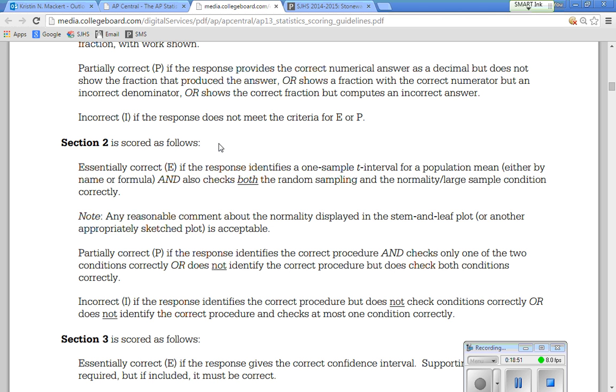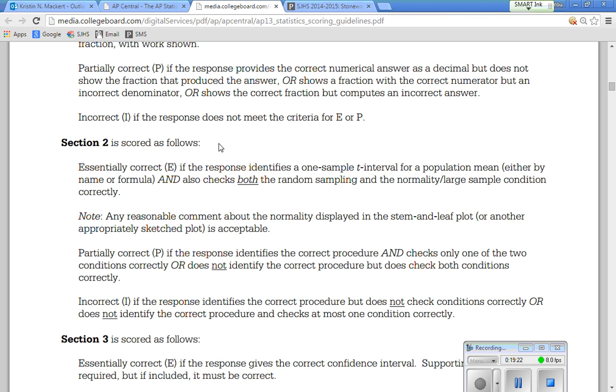Guess what we're going to do from now on? Always do that. Okay? So let's go ahead and hear. Notice what they say, and I think these are interesting points. Any reasonable comment about the normality displayed in the stem and leaf plot is acceptable. So as long as you said the stem and leaf plot shows that it's nearly normal. Done. Check. You've met the condition. So they're not real specific about it, which is nice. But they want you to show me that you checked it.